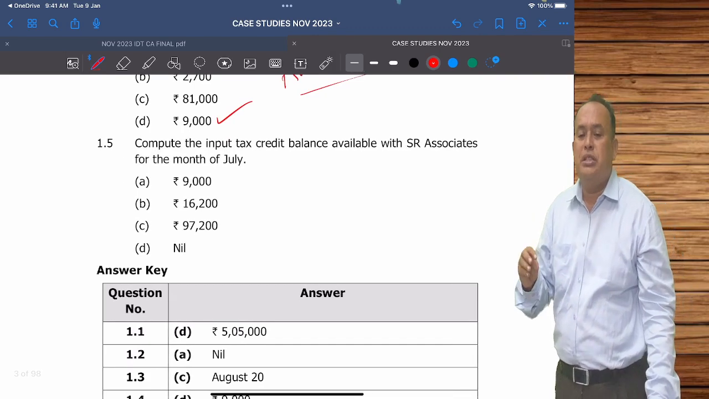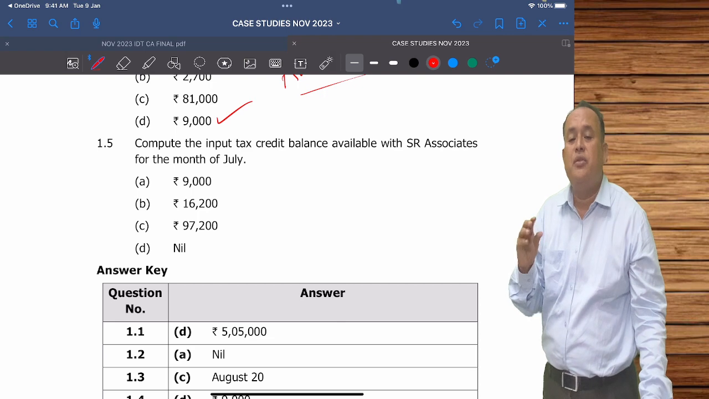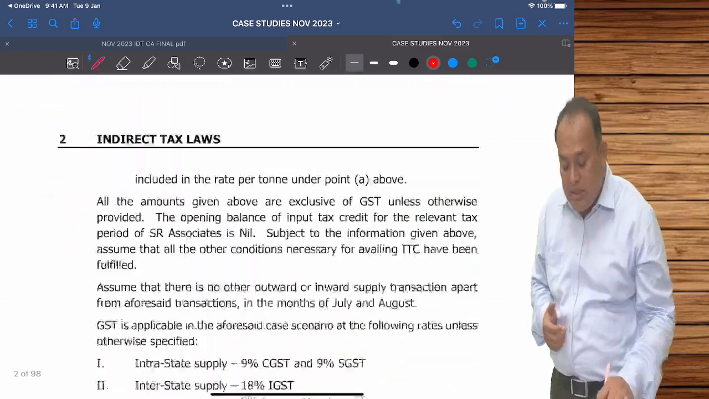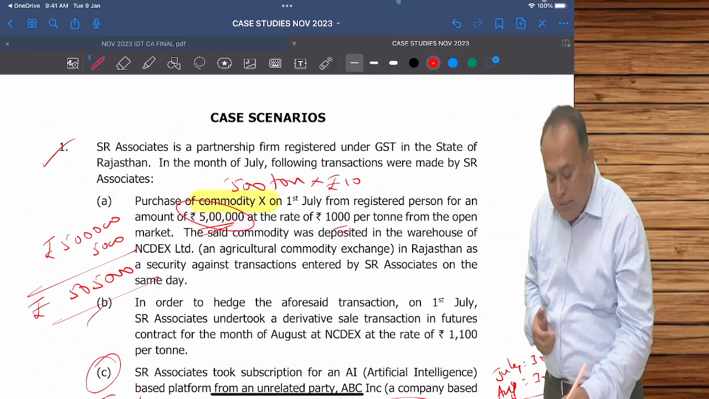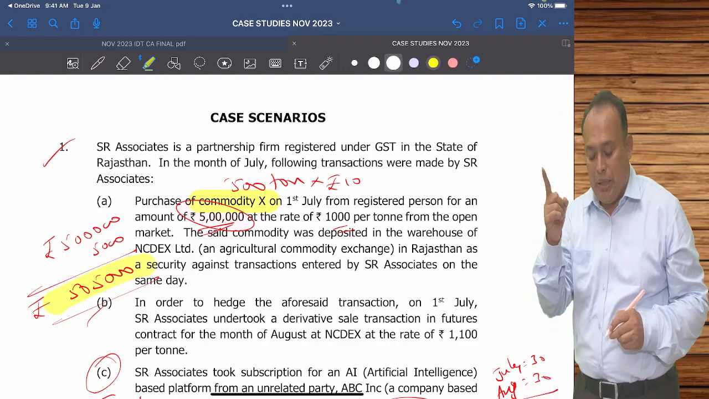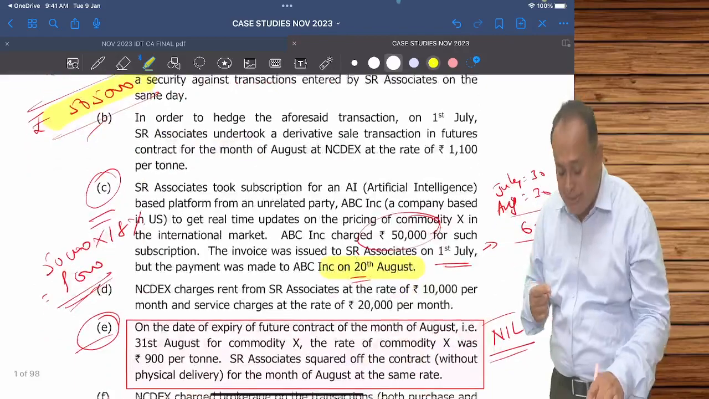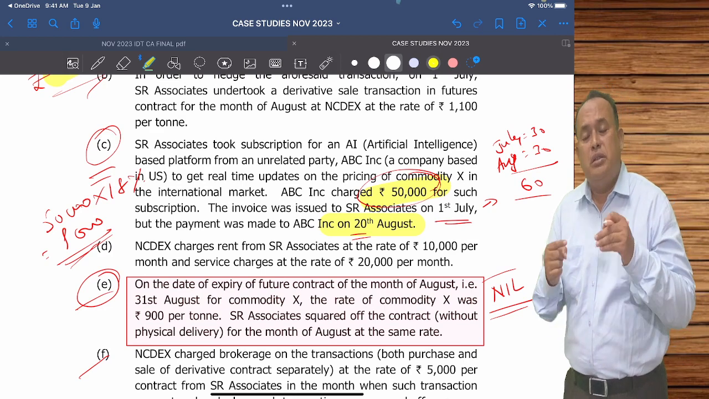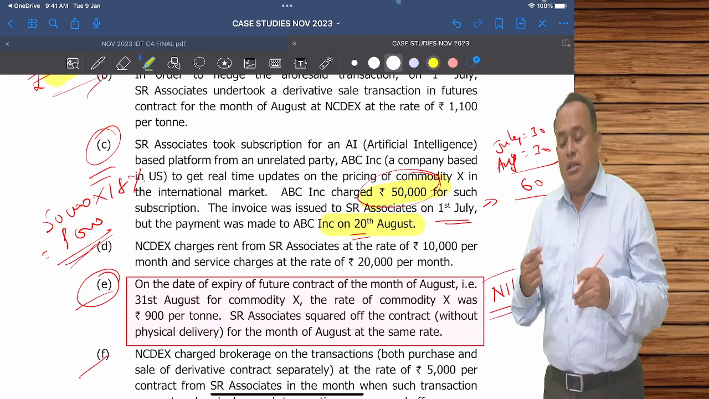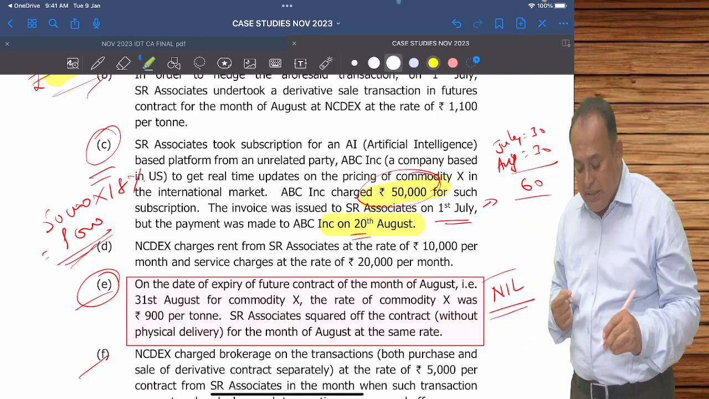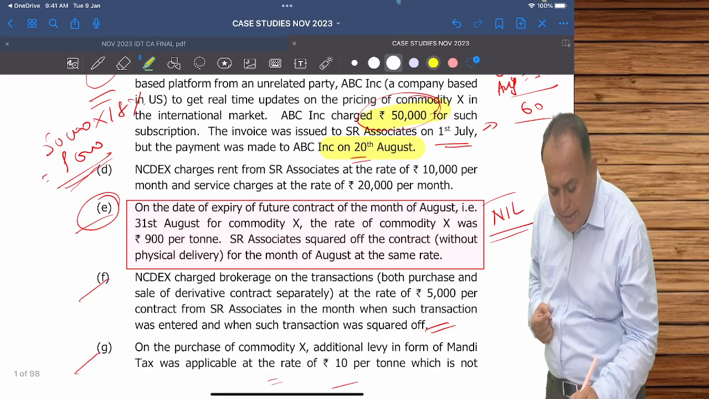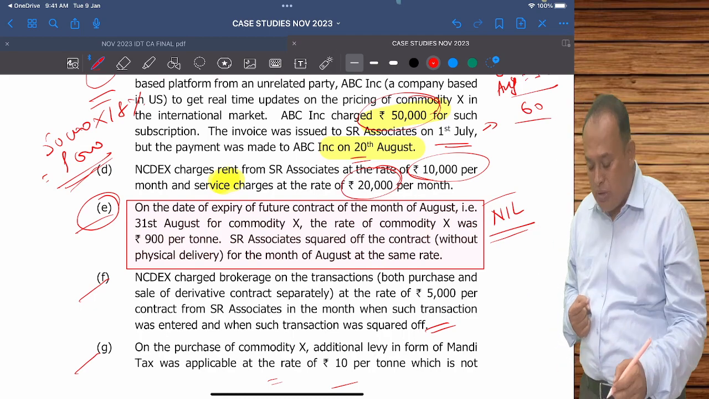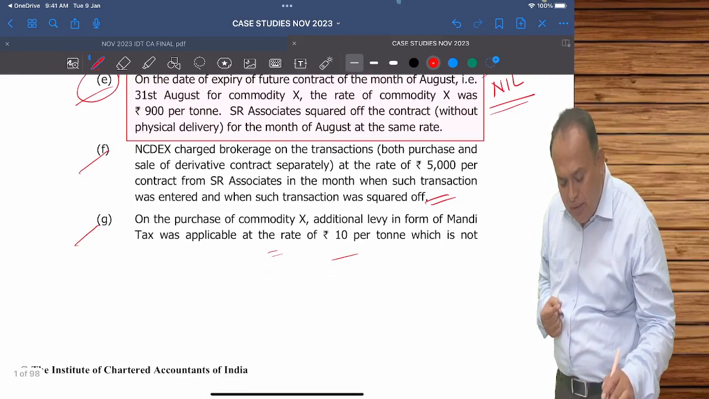Fifth point. Compute the input tax credit balance available with SR Associates for the month of July. So here you have to identify what their inward supplies are. One is the 5,05,000 inward supply, on which they are eligible to claim ITC at 18%. This 50,000 also, though they paid under RCM, qualifies for credit. Further, they have paid the rent for business purpose only: 10,000 per month and 20,000 per month, together 30,000.